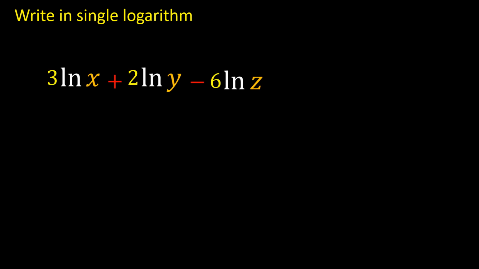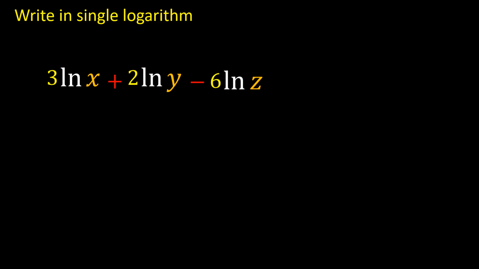Okay, see this example now? Write as a single logarithm. Now we will have added and subtracted logarithms, and we will rewrite them as a single logarithm. Now we have this example: 3 ln x plus 2 ln y minus 6 ln z. We want to rewrite these 3 ln's as a single ln or single logarithm.